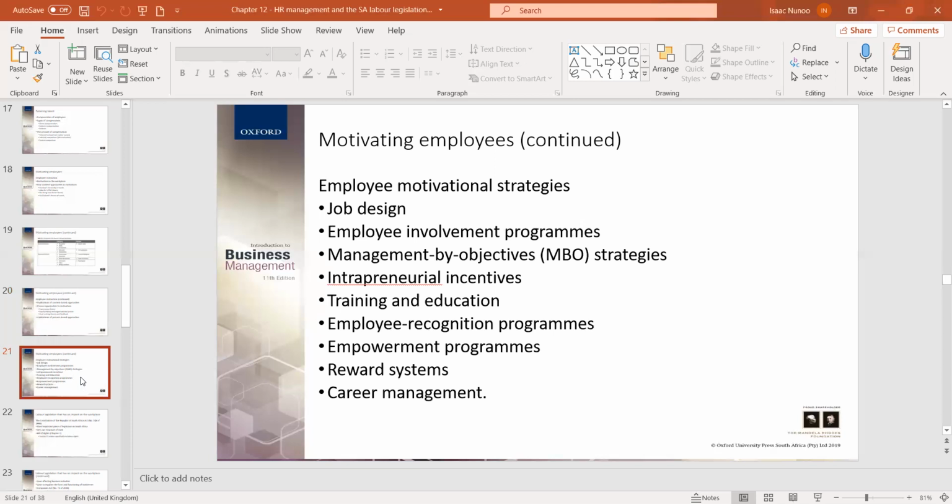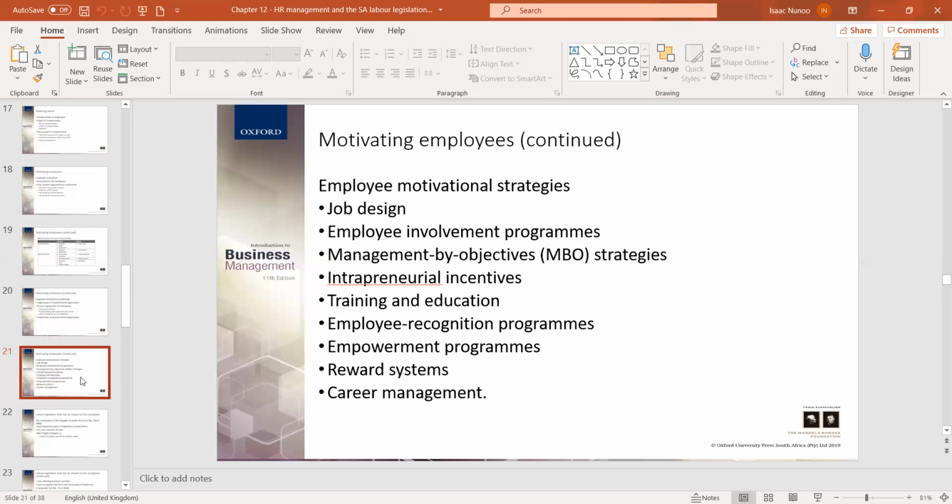We continue to look at employees' motivational strategies. There are many various means of motivating employees. Some of these include job design. In job design here, we talk about rotation, job enlargement, and job enrichment. When you move people from one department to another, you tend to see that when a person works at this department, he tends to do well. When a person's job is enriched, that is when you allow the person to do more desirable or more challenging tasks. So all the job design tends to improve and motivate the employee.